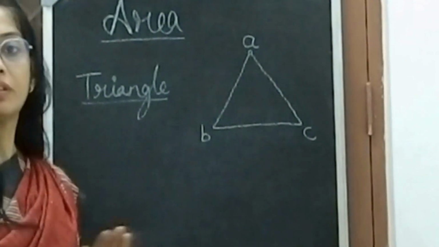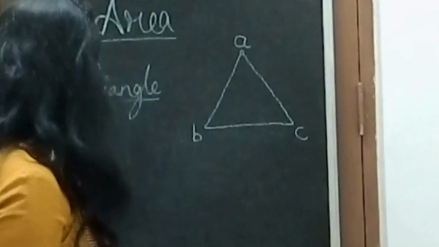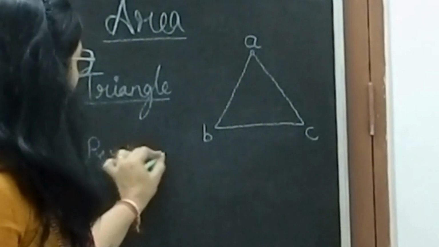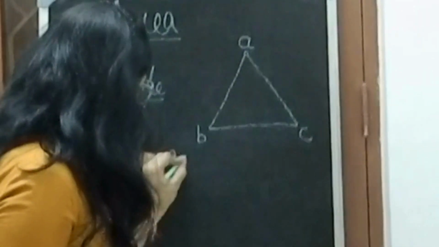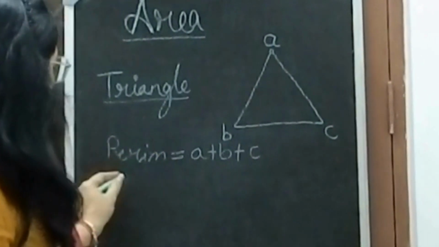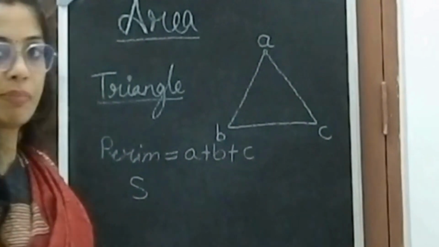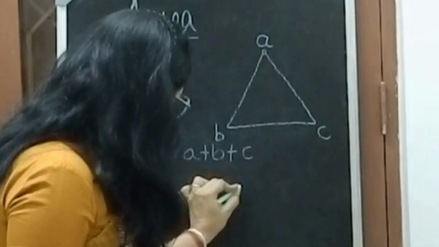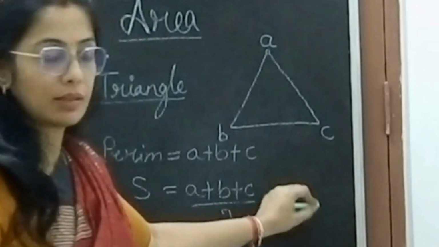Now we will do area of a triangle. For triangle area, there are 2 ways of finding it. One is finding it with the help of perimeter. Okay? So what is the perimeter? Perimeter is the total of the sides, so that is A plus B plus C. First you have to find half of the perimeter, which is known as S. So you write A plus B plus C divided by 2. Okay? You will get an answer.